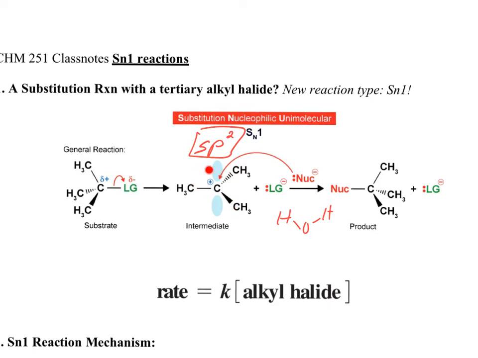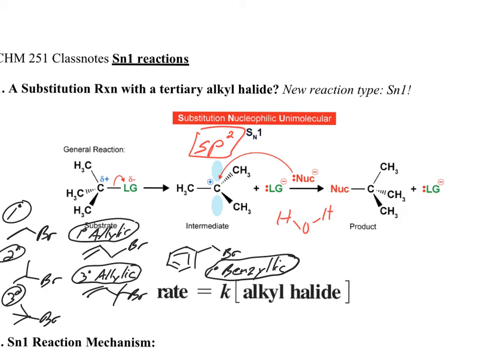And it's stabilized. Why is it sp2? Because this bond angle is 120 degrees. Empty orbital, electrons and bonds, it wants to be as far apart as possible there. So the rate is a rate constant times the concentration of the alkyl halide, the electrophile. Notice, the nucleophile is not in the rate determining step at all. It's not in the rate law.